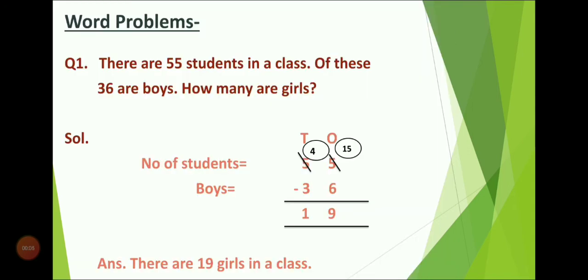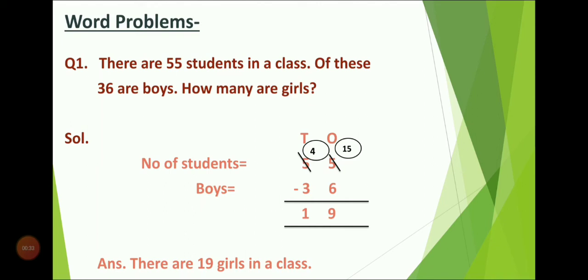Now let's solve word problems. There are 55 students in a class. Of these, 36 are boys. How many are girls? Students, it is very important to write statements in word problems. Number of students is equal to 55. Boys is equal to 36. So, we will subtract 36 from 55.